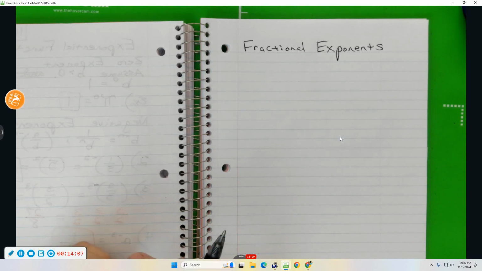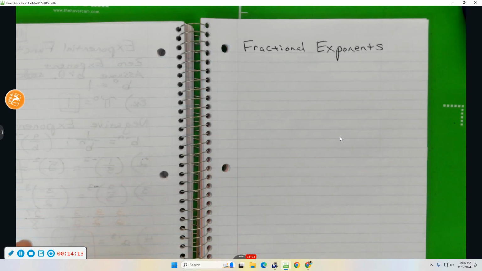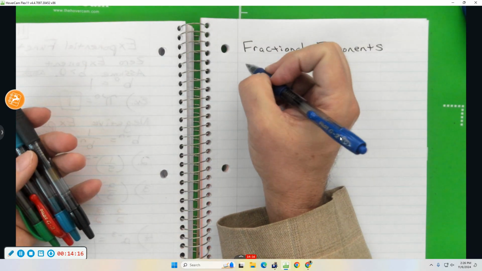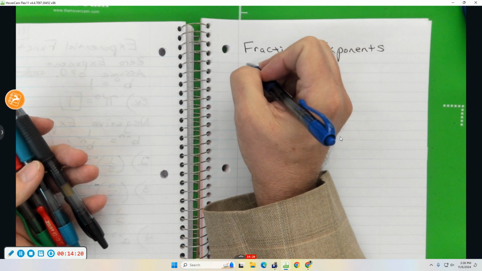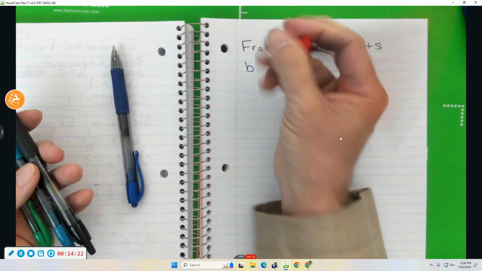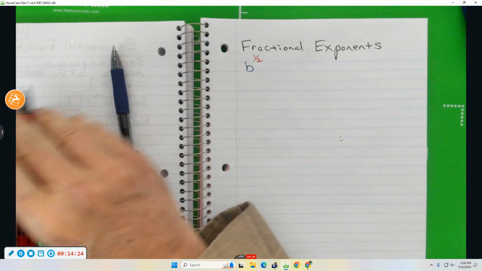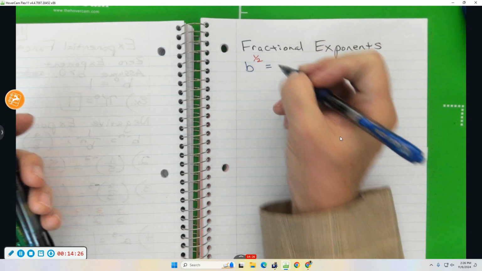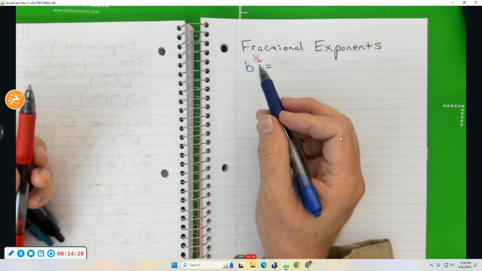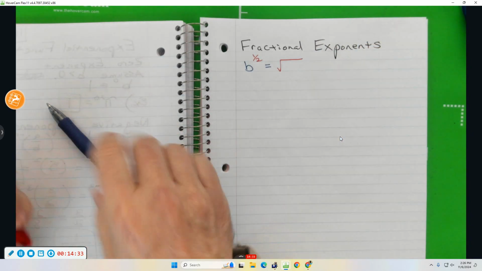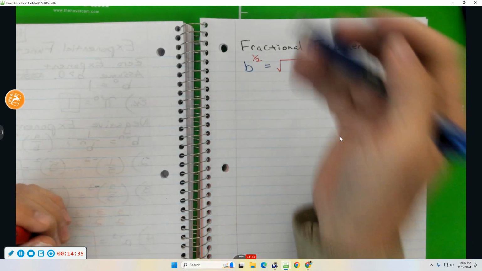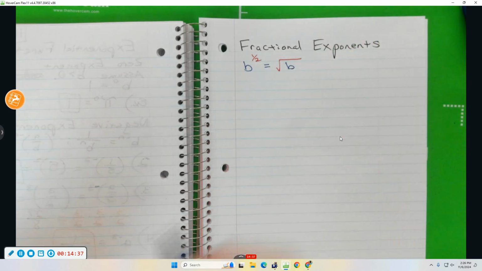I recall when we were solving radical equations, we ran into exponents of 1/3. I'm going to state several statements here. First of all, b to the 1/2 power, a 1/2 exponent, is just another way of expressing a square root. So b to the 1/2 is the same thing as the square root of b.